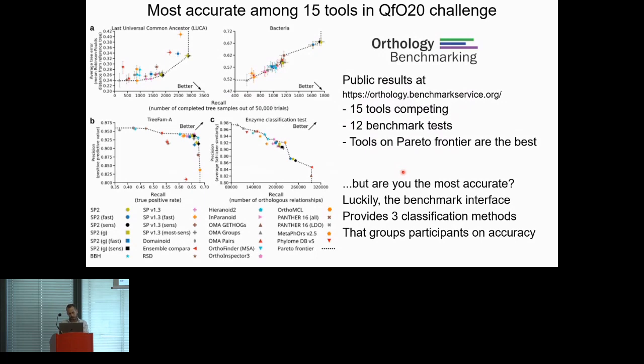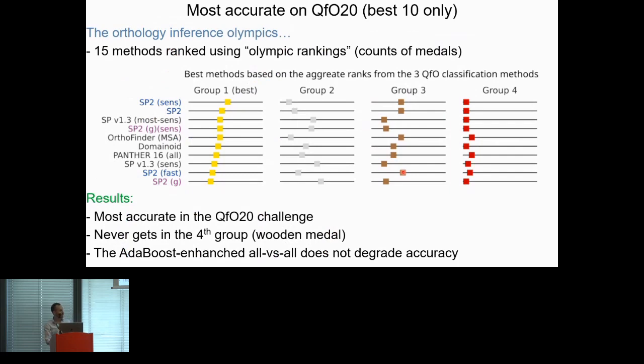So the nice thing is that the benchmark also has a classification method that separates the results into groups: first, second, third, fourth, and the first one is the best. Then I made this, hopefully easier to understand, figure, which I like to call the orthology inference Olympics. If you look at the colors, groups 1, 2, 3, 4, they are like medals: gold, silver, and bronze for those that get the best results. These are only 10 of all the competitors, because it's much bigger.